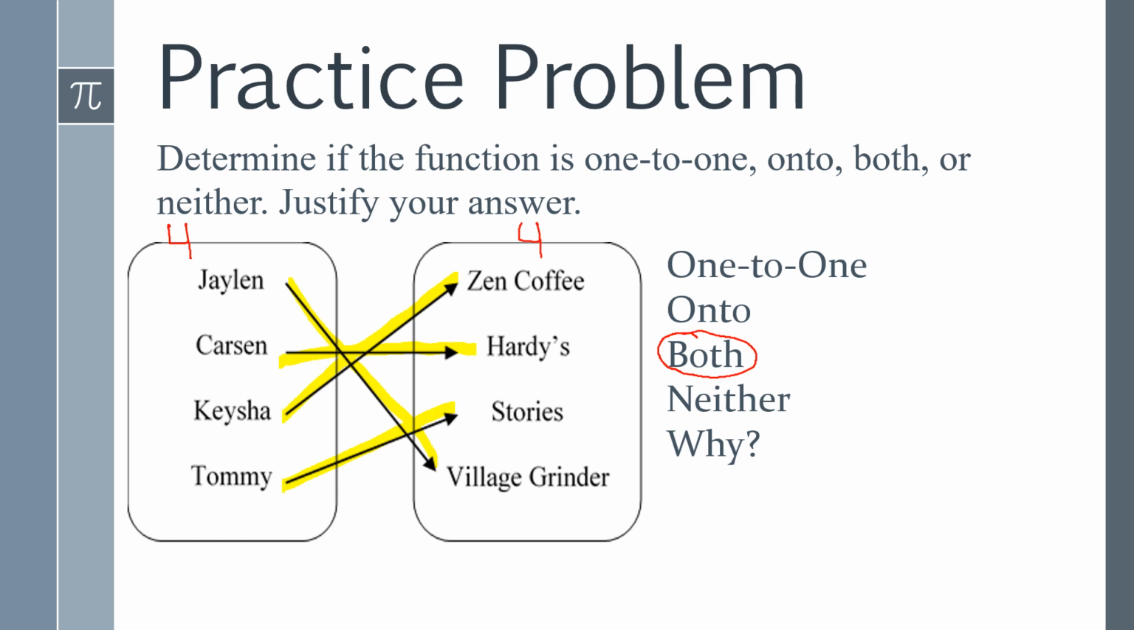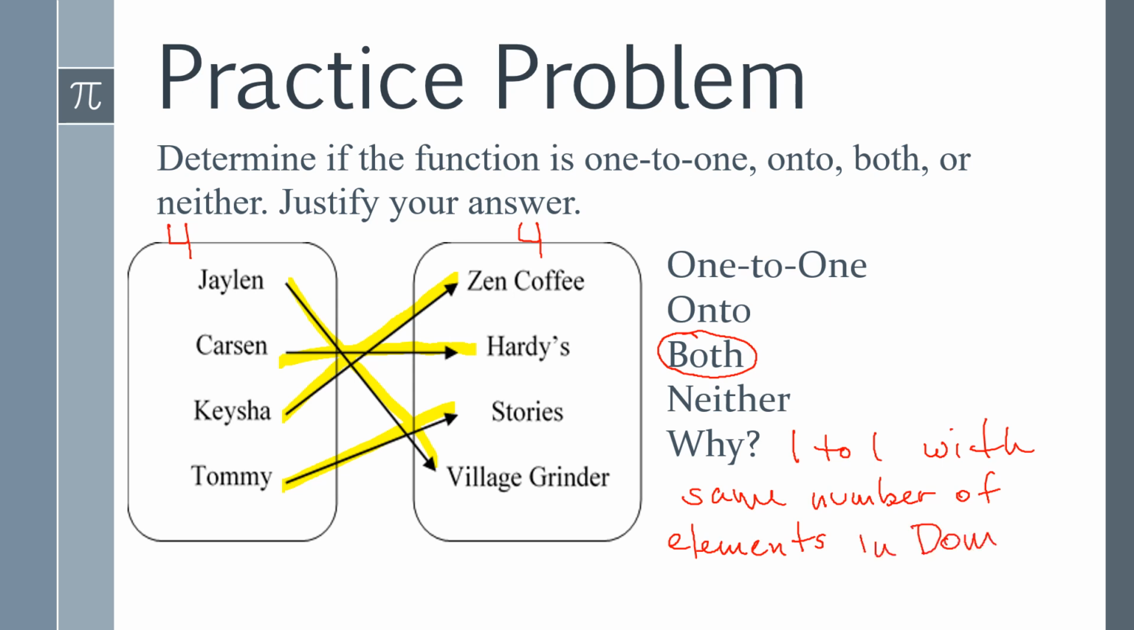right? And the reason it's both is it's 1-to-1 with the same number of elements in the domain and the range.